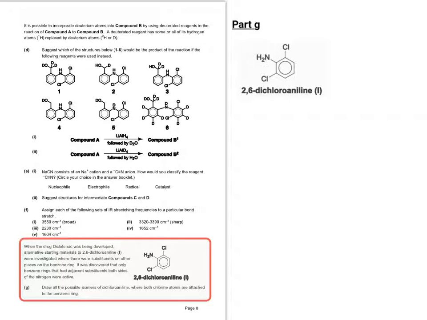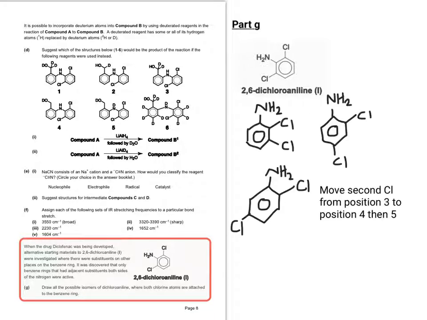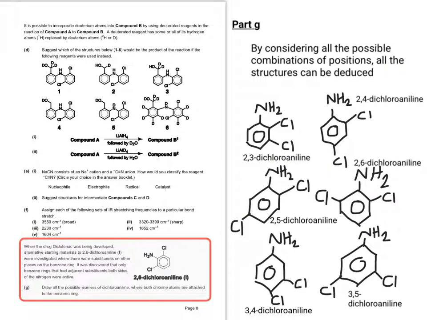So part G is very straightforward. They want you to draw all the isomers of dichloroaniline where both chlorine atoms are attached to the benzene ring. So the first set of isomers come from moving the second chlorine from position 3 to position 4 and then position 5. So if you consider all the different possible combinations of positions for the chlorine atoms, all the structures can be deduced.